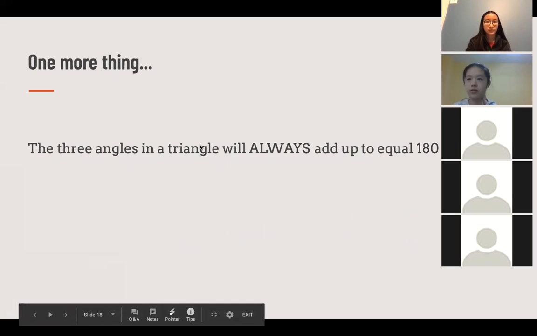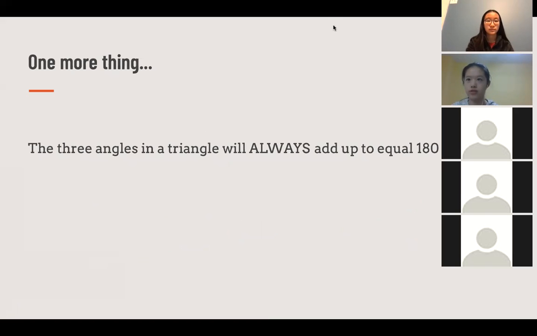Okay, finally, one more thing about angles before we move on to transversals. In a triangle, the three angles will always add up to 180 degrees. This is true for any triangle, and it can help a lot in problems.